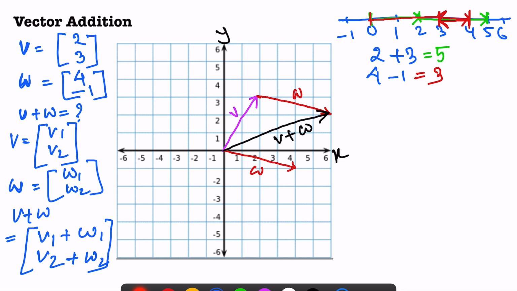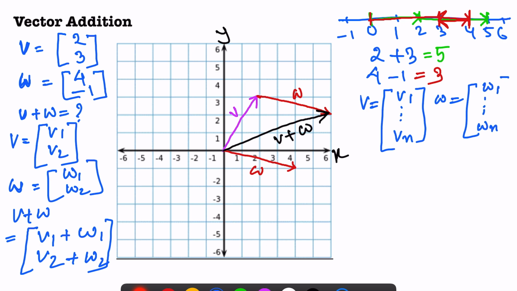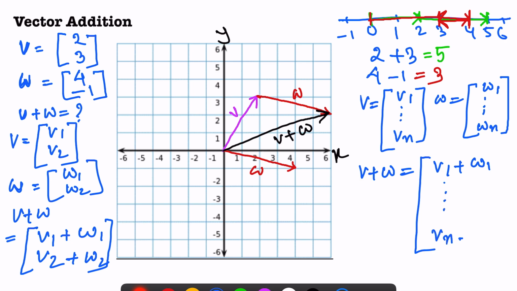So we can extend this in n dimensions as well. If we have vector v, that is v1 till vn, and vector w, that is w1 till wn, then v plus w will be v1 plus w1 till vn plus wn. So we can see that v1 plus w1 is the x coordinate update.